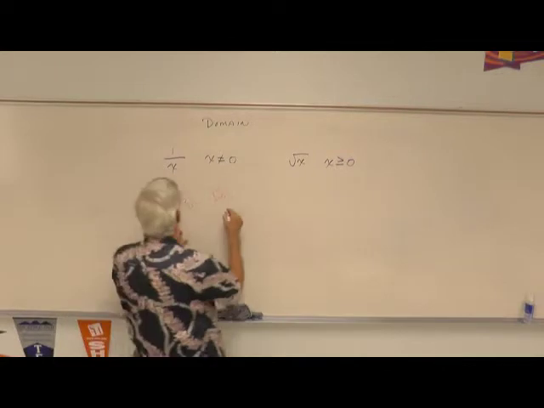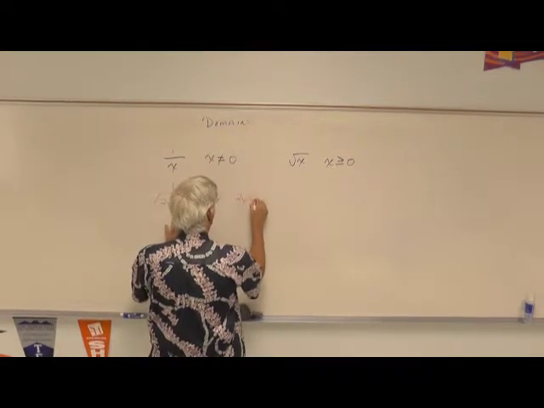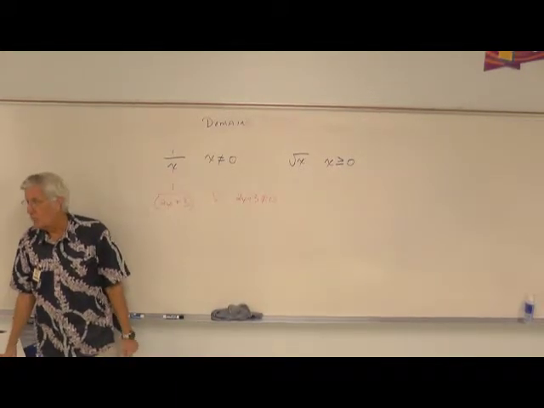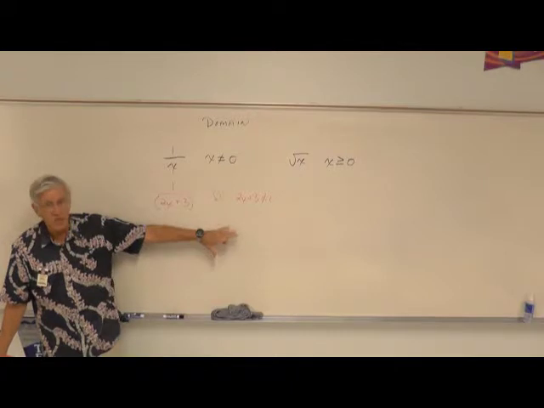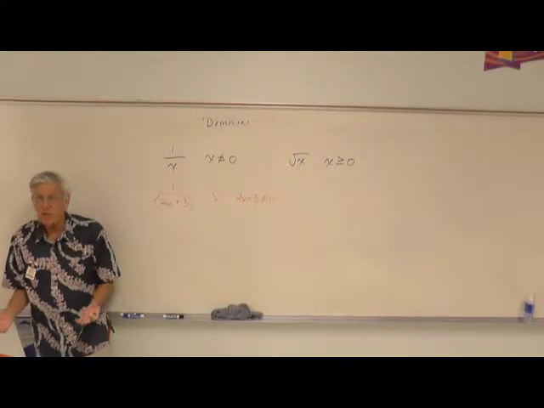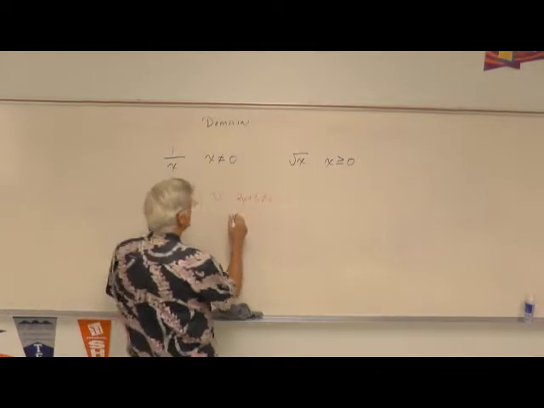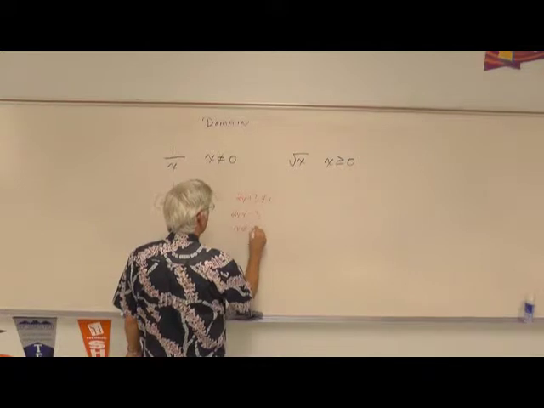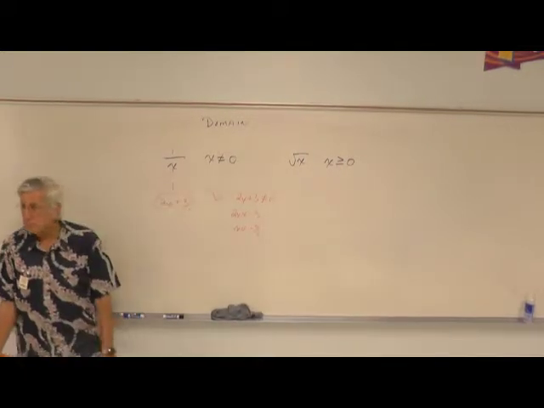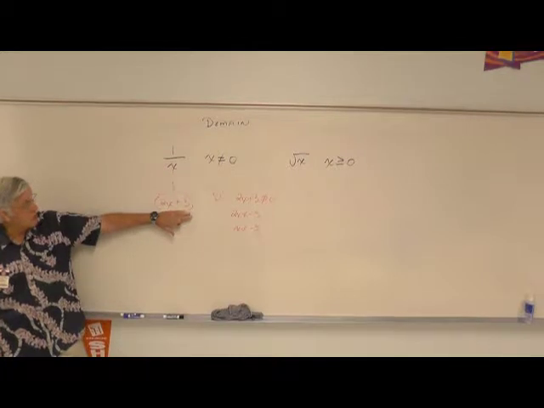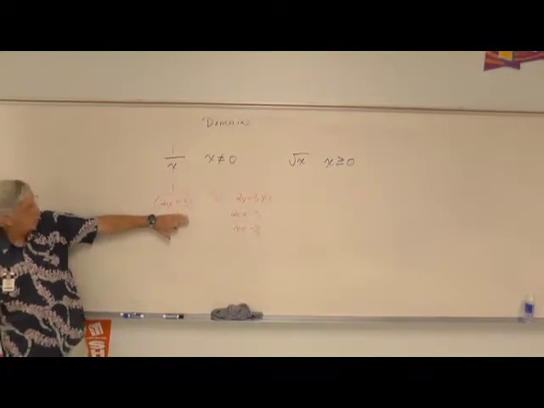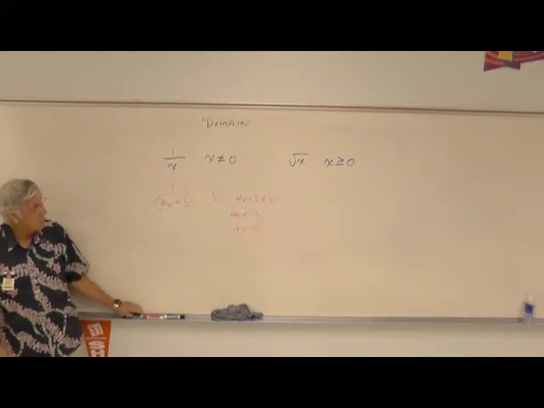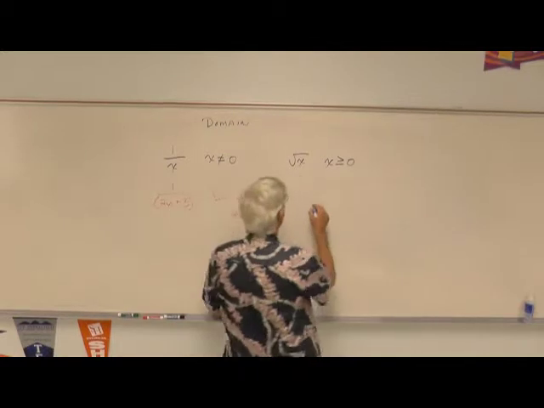So what we have to do is take 2x plus 3, and that is what cannot equal 0, and then we have to solve that equation. And once we solve this, that will give us the specific x values that are not allowed. So this would be 2x cannot be negative 3, so x cannot be negative 3/2. So the domain restrictions for this function would be x is not allowed to be negative 3/2. Okay?